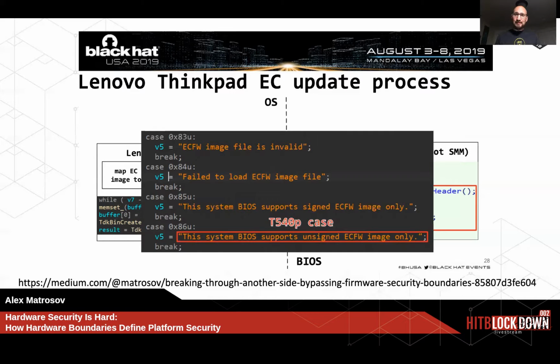But actually the embedded controller is, in many cases, quite a powerful device. It is powered by ARC or ARM chips, and in some cases it can have DMA access, and it is actually connected to the LPC bus, which can also be a way for the attacker to screw up the hardware.